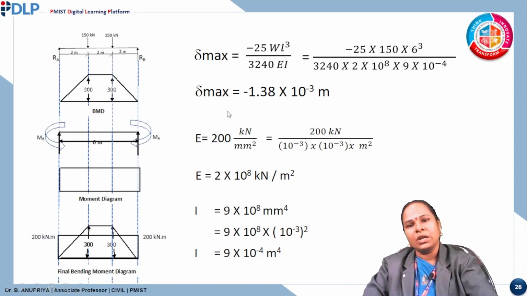So by simplifying, we got the maximum deflection value del max is equal to minus 1.38 into 10 power minus 3 meter. The minus sign indicates the deflection is in the downward direction.